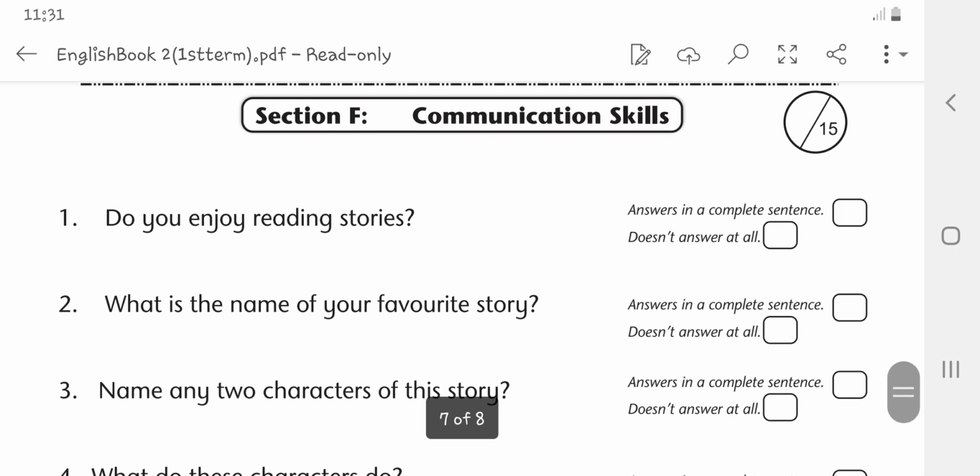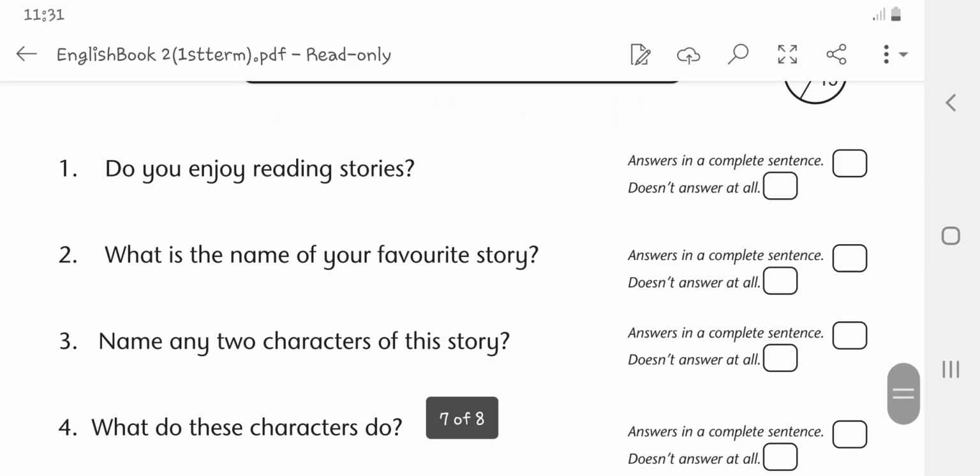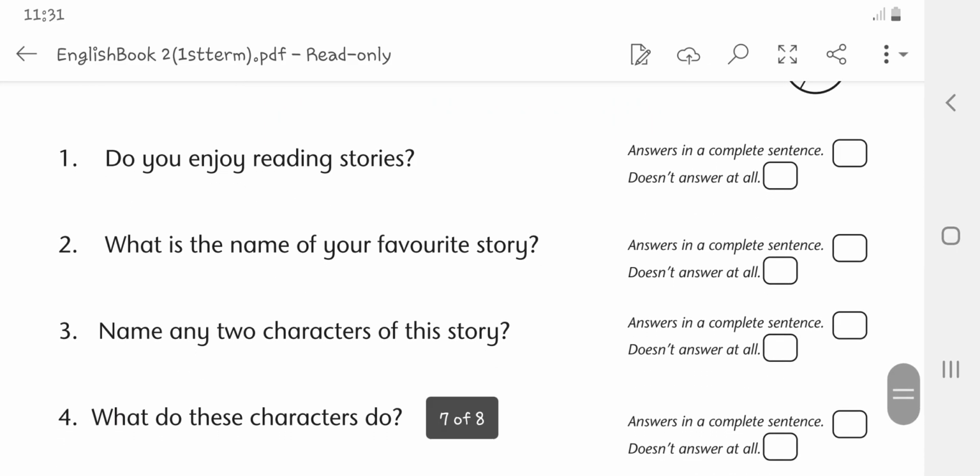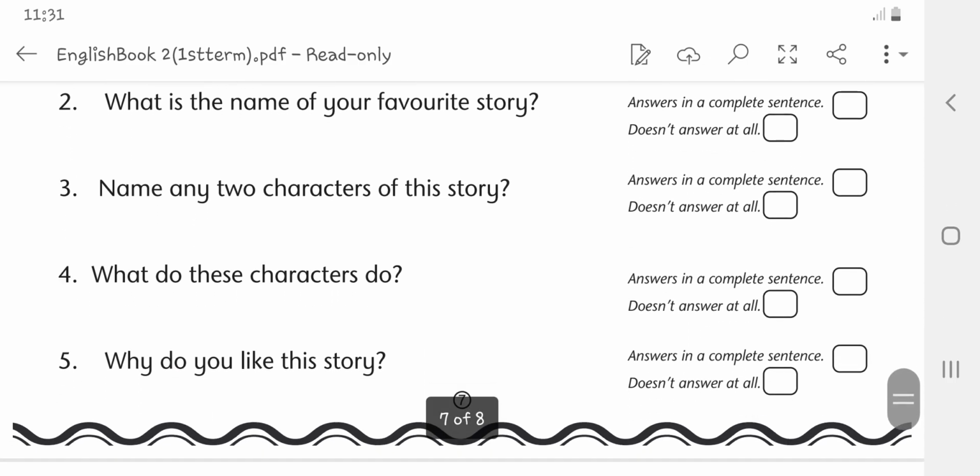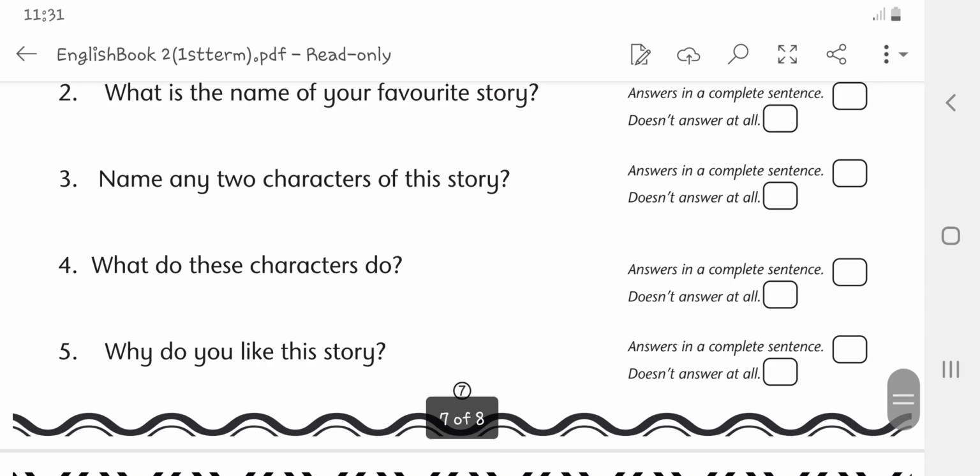And the last but not the least, a very important section is communication skills. This has got 15 marks, 5 questions. Do you enjoy reading stories? There are 2 options. You have to take the right option in front. So the student answers in a complete sentence or doesn't answer at all. And then, what is the name of your favorite story? Name any 2 characters of this story. What do these characters do? And what do you like about this story? Why do you like this story?